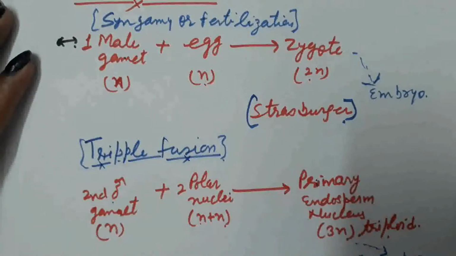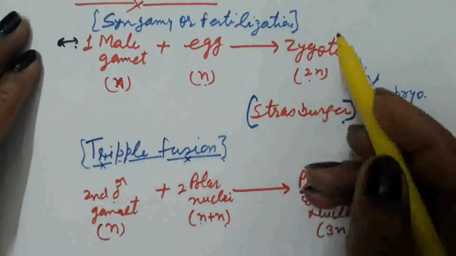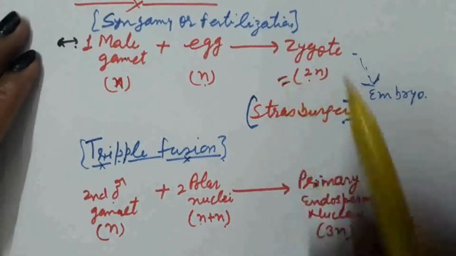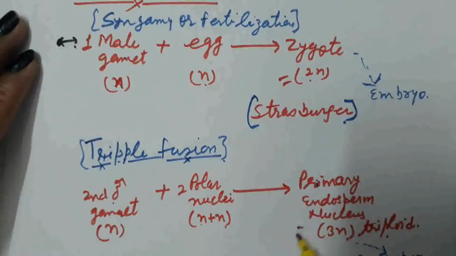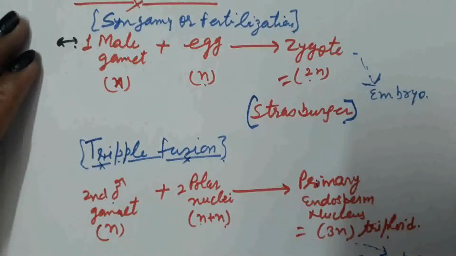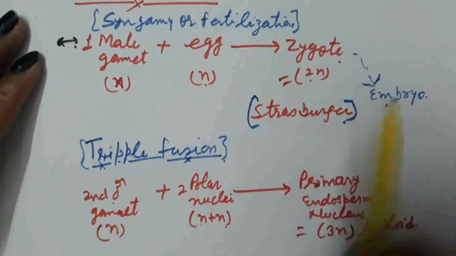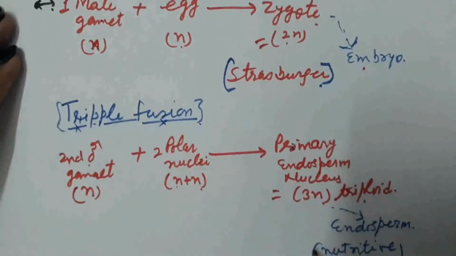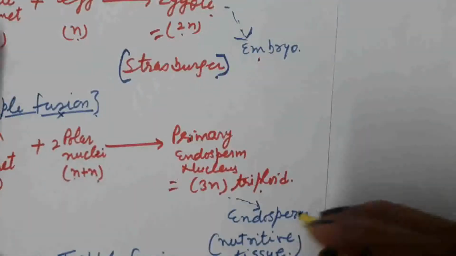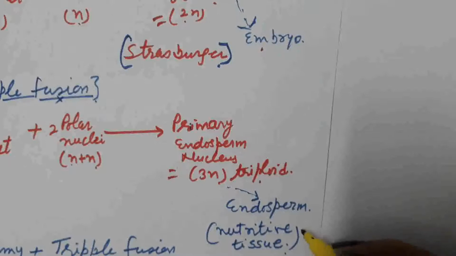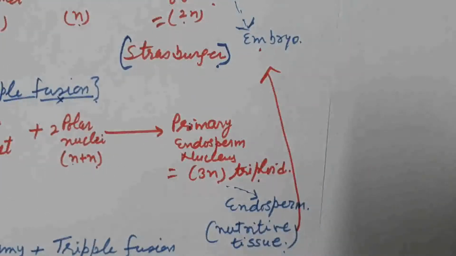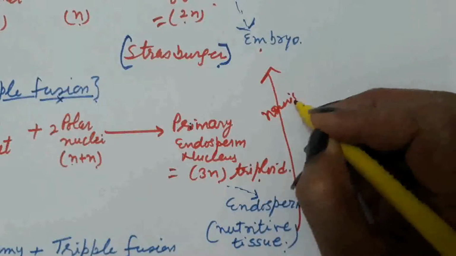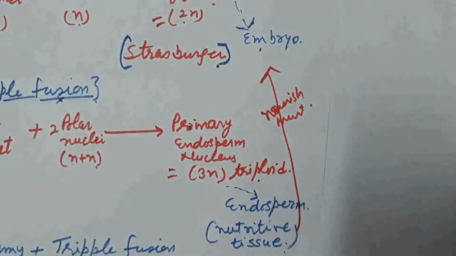So fertilization takes place inside the embryo sac and the zygote is produced. Triple fusion takes place inside the embryo sac and the primary endosperm nucleus is formed. After growth, the zygote develops into the embryo and the primary endosperm nucleus is converted into endosperm. Endosperm is the nutritive tissue which provides nourishment to the developing embryo. Nourishment goes from the endosperm to the developing embryo.